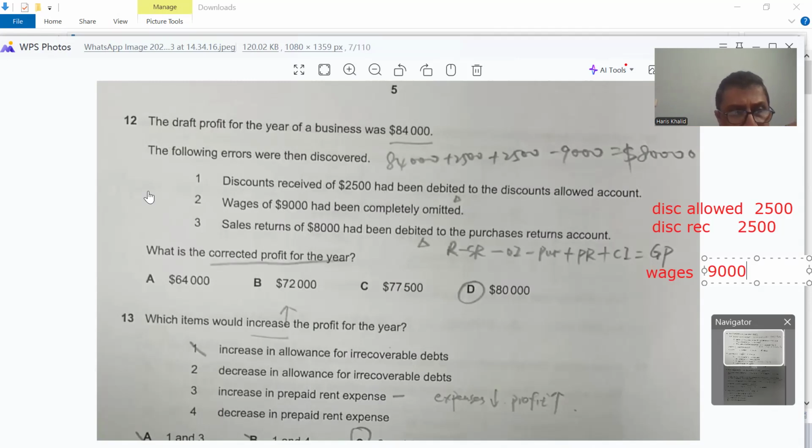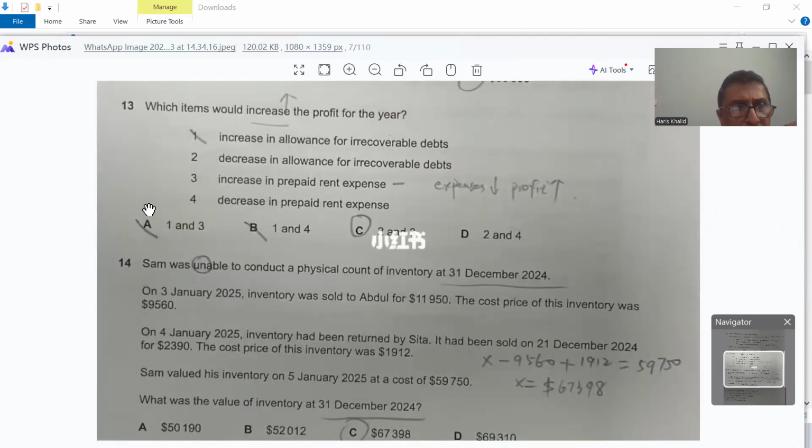Next is, which item would increase the profit for the year? Increase in allowance for irrecoverable debts? No, that will decrease profit. Decrease in allowance for irrecoverable debts? Yes, it will increase profit. Increase in prepaid rent expense? It will also increase profit. How? Because prepaid rent means that you have to subtract that amount from the rent expense. So it means expense is decreasing, which will increase profit eventually. So 1 and 3 is going to be the answer. So C is going to be the answer for this question.